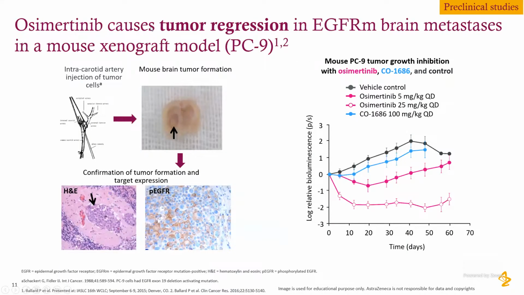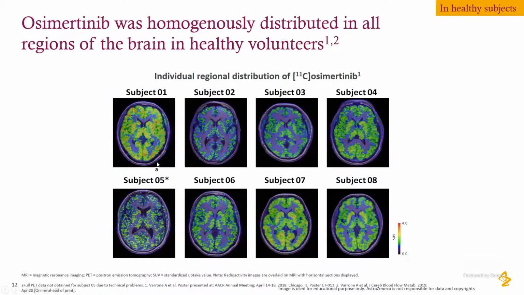In this study, what they have done is inject tumor cells into the mouse, and there will be tumor development. They have done tumor biopsy and EGFR testing, and after giving osimertinib, they have seen that there is tumor regression.